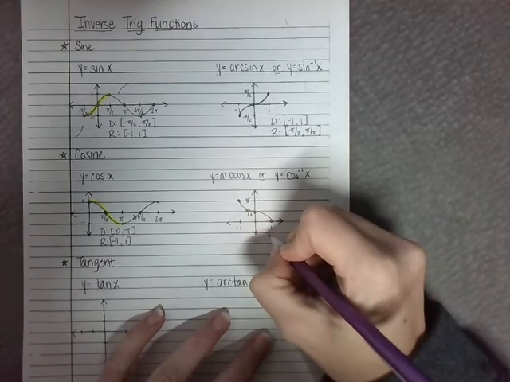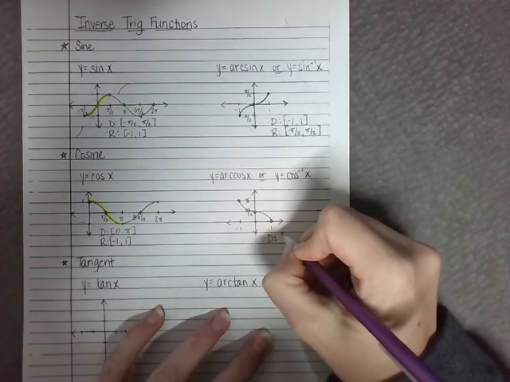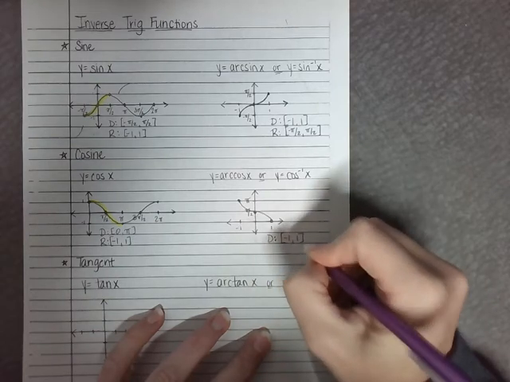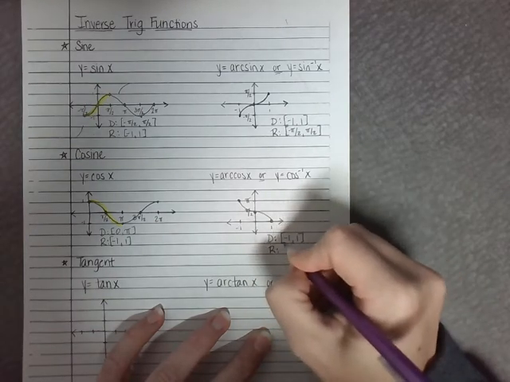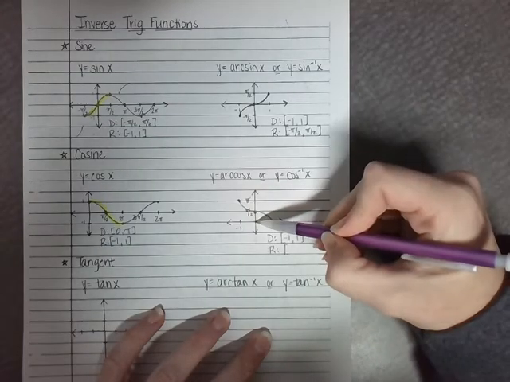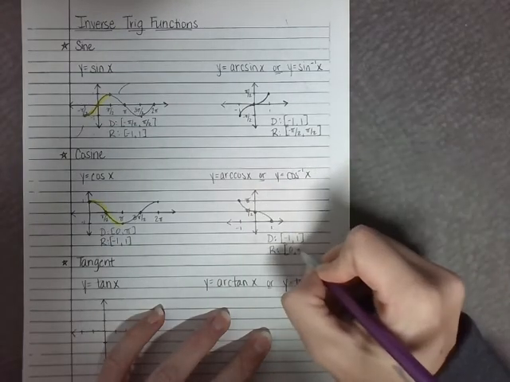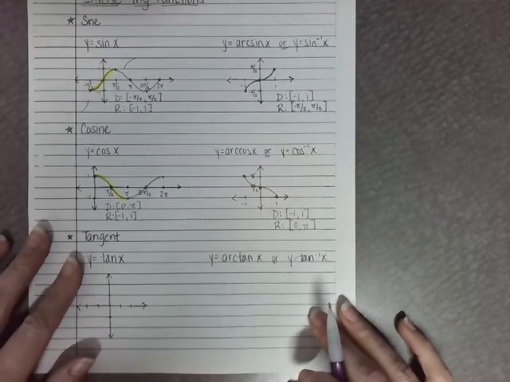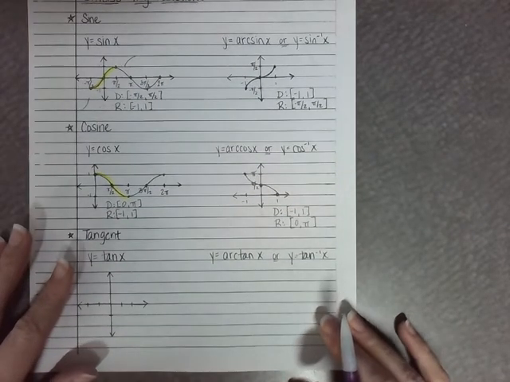All right, so the domain now is -1 to 1. And the range is 0 to pi. All right, now let's look at our tangent graph.